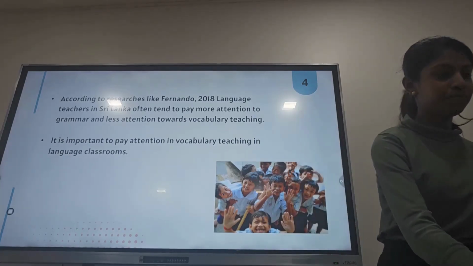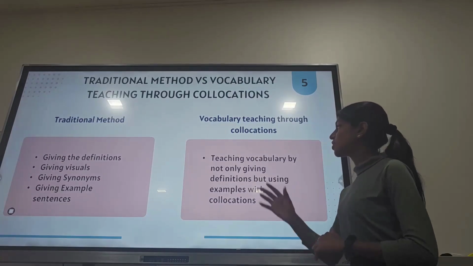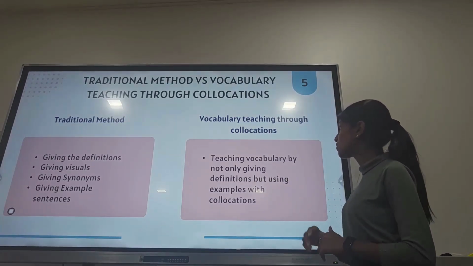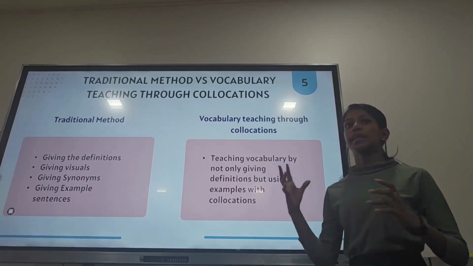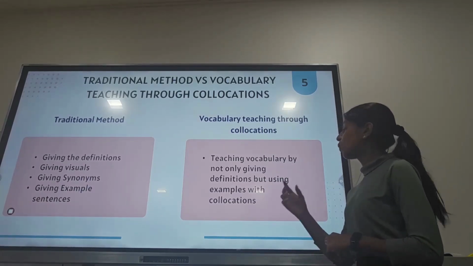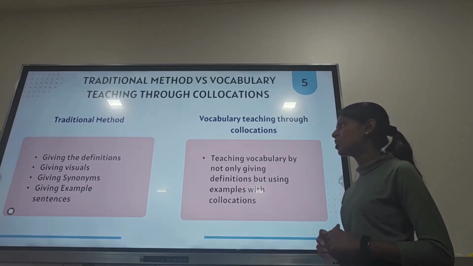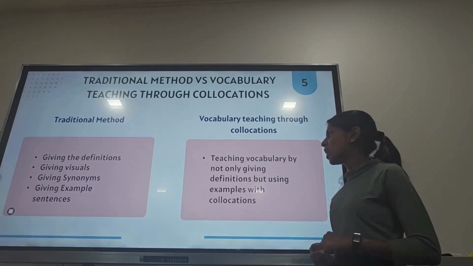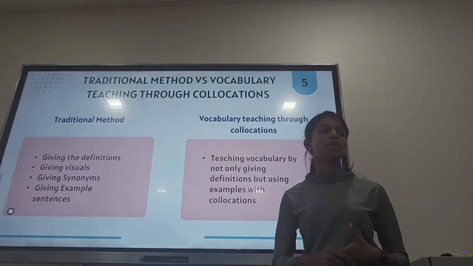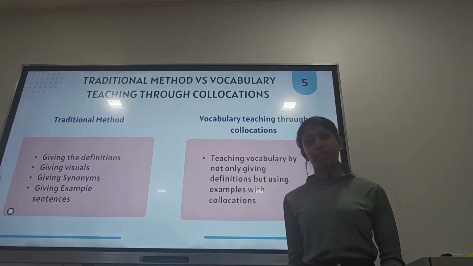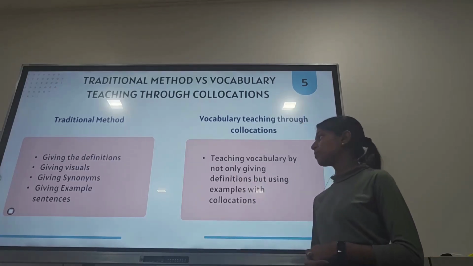So my research is based on two methods, the traditional teaching method and the vocabulary teaching through collocations method. So it takes an experimental style. The traditional method is basically about giving definitions, visuals, synonyms, or examples, using a sentence in order to understand a word, and also direct translation methods like that are under the traditional method.